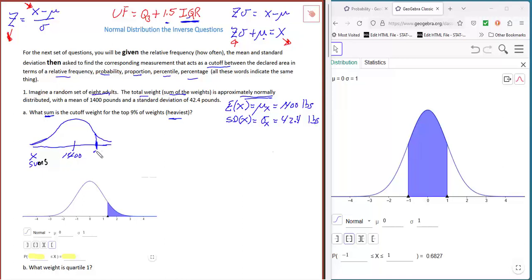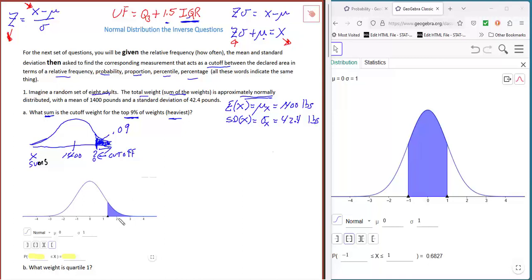So the question is, what is this value? And how often would you get a value equal to that or greater than it? And the answer is 0.09. So notice they're giving you how often you're going to see this number or something greater than it. That's what this is. What is the cutoff weight? This is the cutoff right here for the top 9%.